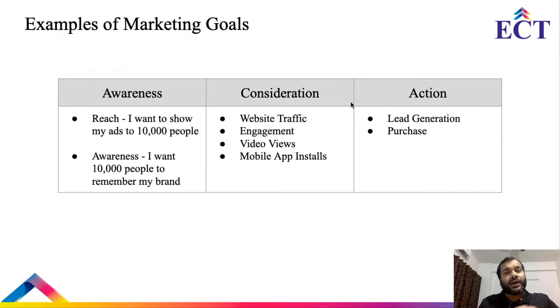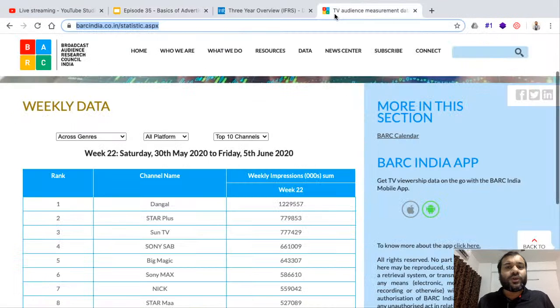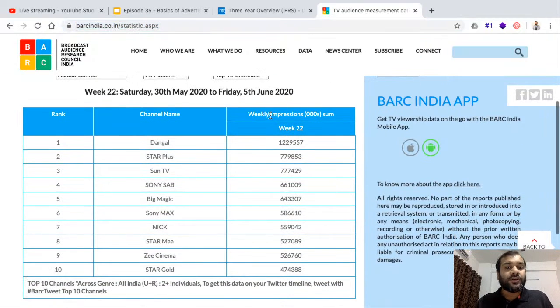These are the examples of marketing goals. And by the way, once you learn this, you can go on any platform and find exactly the same marketing goals, whether you use social media, Google Ads, Facebook Ads, or any other ads. Even for television rating, the TV audience measurement, the TRP, we see which channel is getting the maximum viewership. We measure that in terms of impressions, how many impressions each channel is getting. You can find these on barkindia.co.in. We will talk about it in a while.